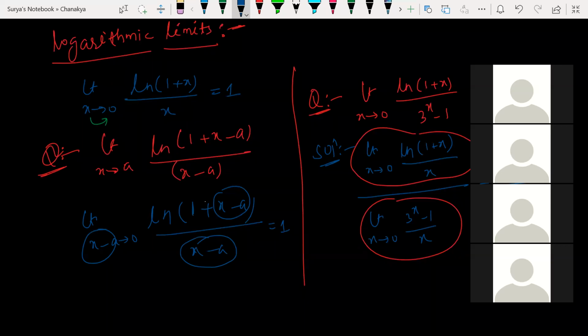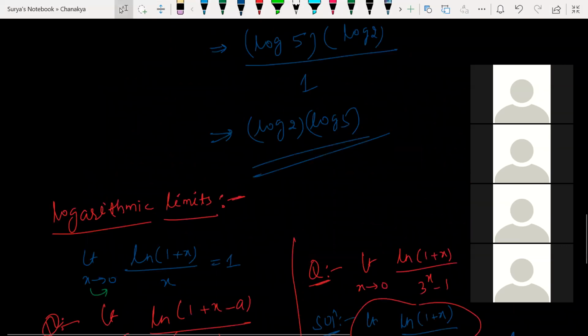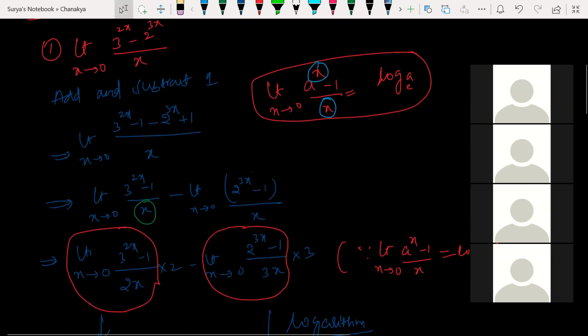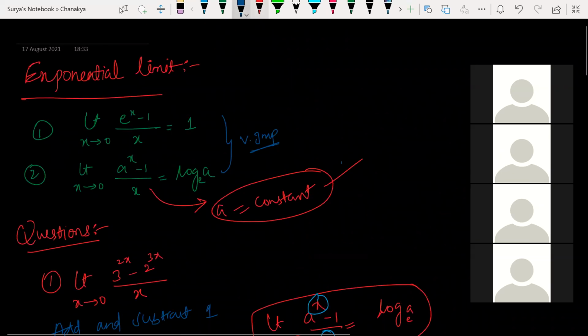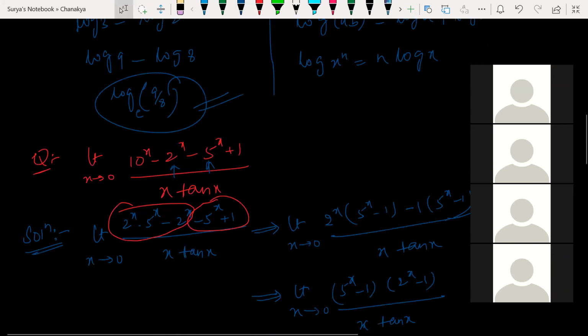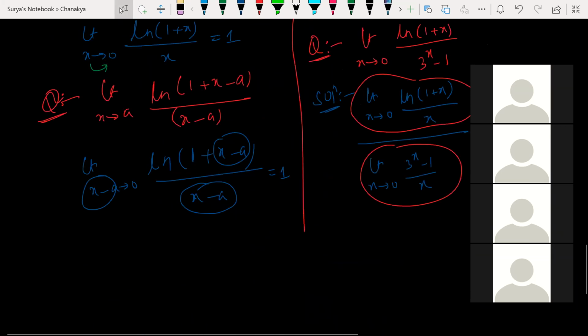What is the denominator? Look at a power of x minus 1 divided by x. What is the formula I told you? Log a base e. Just now we have solved the formula. Look at this. Just now we have solved, isn't it? Are you not concentrating? Just now I told it within just two to three minutes before. This is the answer.